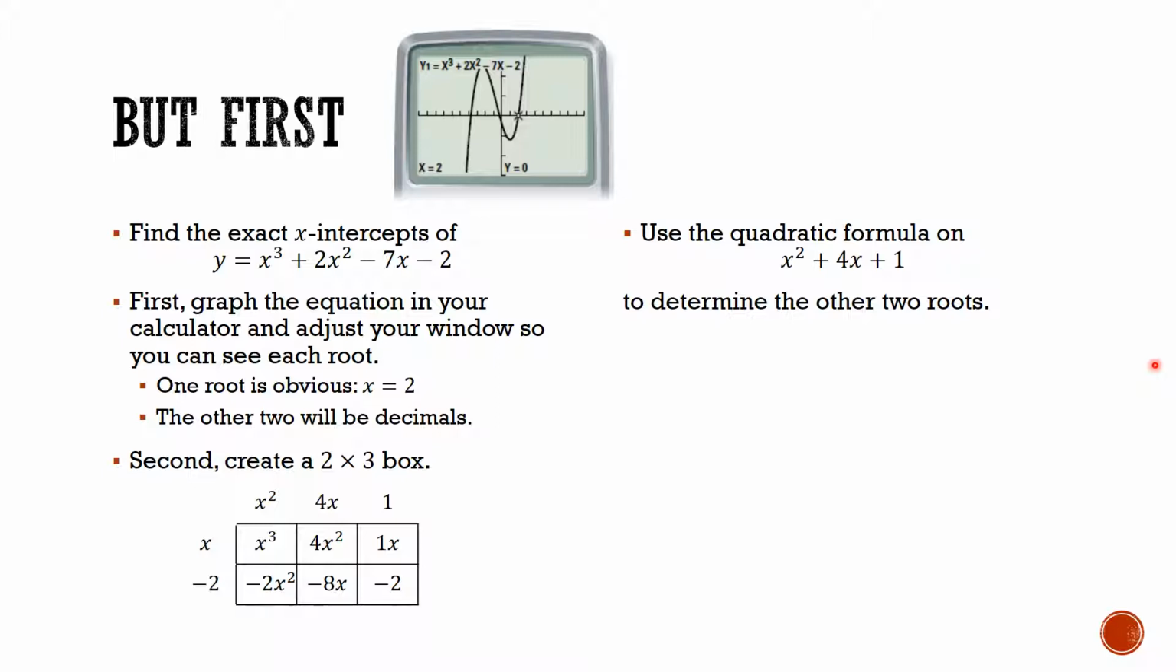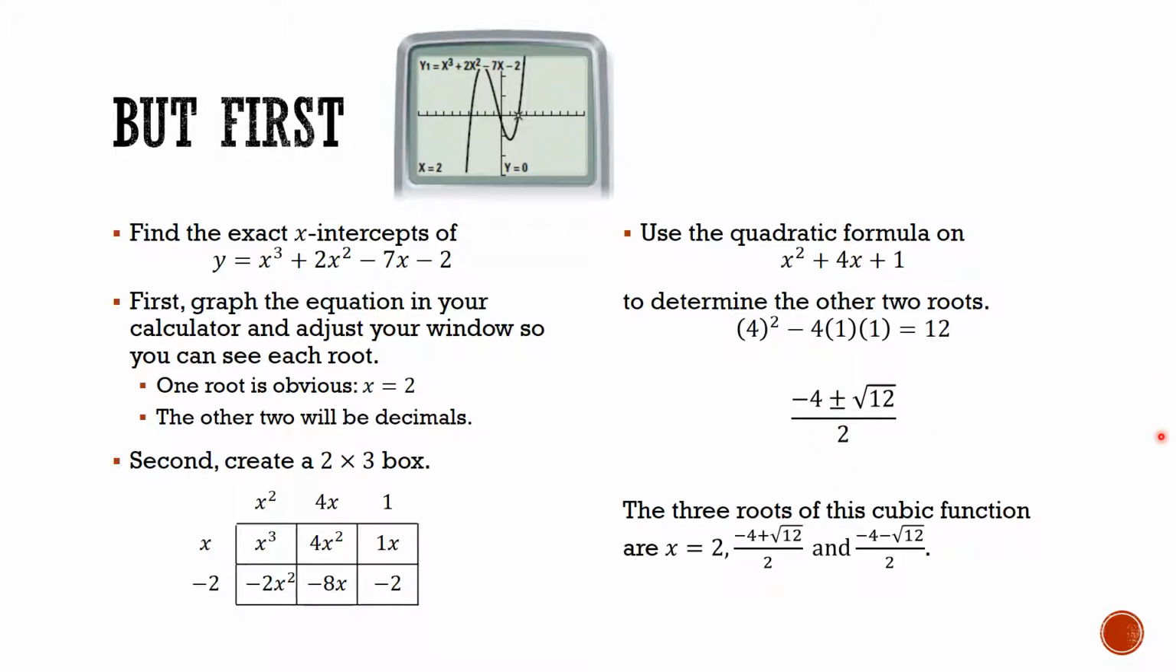So remember, to start the quadratic formula, you find the discriminant, b squared minus 4ac, that's 12. Then you plug it into the quadratic formula. So negative b plus or minus the square root of the discriminant all over 2 times a. In this case, a was 1, so I just write 2. So the 3 roots of the equation are the obvious one, and then these two. There's 2 roots here, one with a plus, one with a minus.